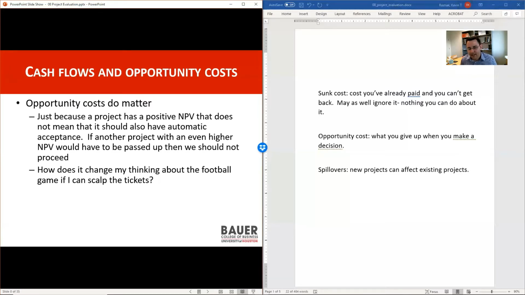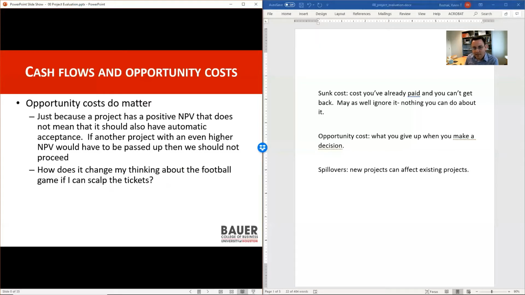So let's adapt this to the football game. Suppose you have this ticket, you paid good money for it back in the spring, but now all sorts of things changed. What should be your decision criteria if you can scalp the tickets? Right, so scalping means you resell them, right? You have the ticket in your hand, you could go to the game, or you could sell to somebody else who wants to go to a game.